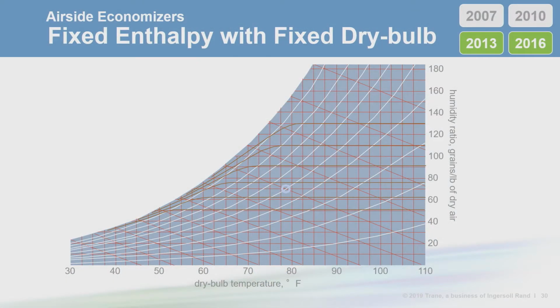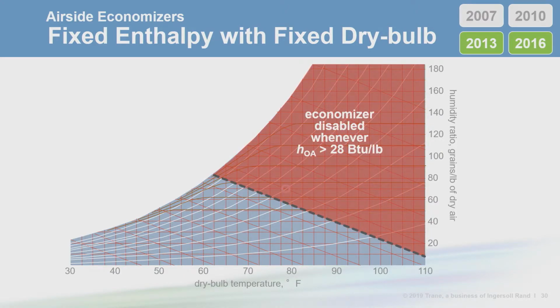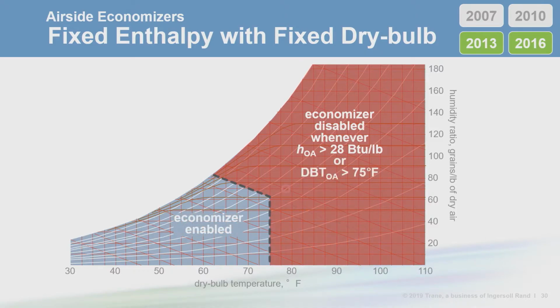Consider another example with an economizer being installed in Chatham, Ontario, which is east of Detroit, Michigan. This is also climate zone 5A, but the designer chose to use fixed enthalpy with fixed dry bulb temperature control. This control specifies that economizing must end when the outdoor air enthalpy exceeds 28 BTUs per pound, or when the outdoor air dry bulb temperature exceeds 75 degrees.